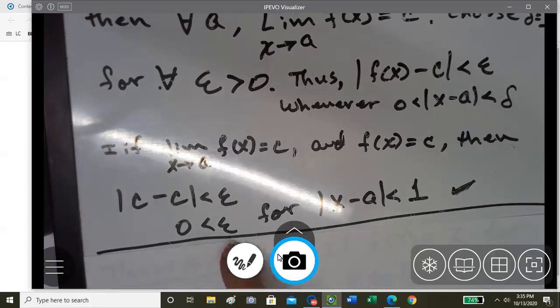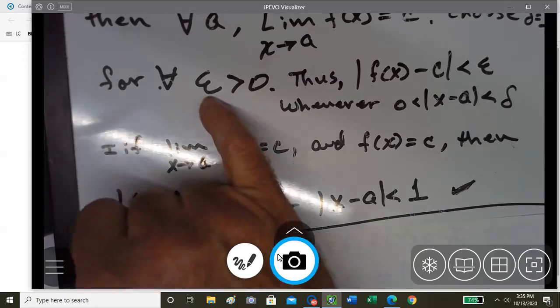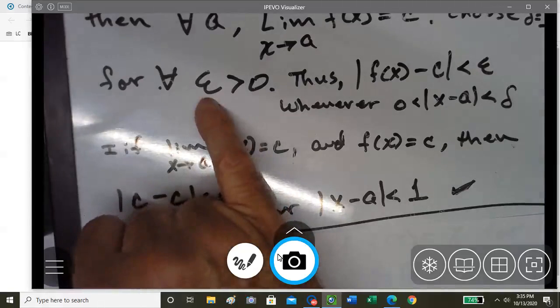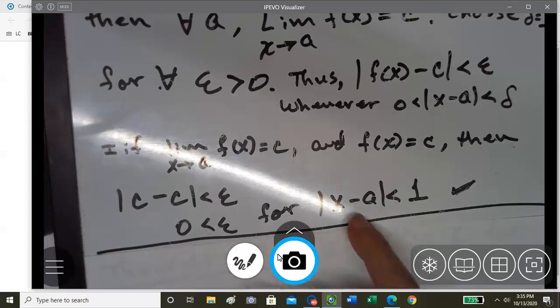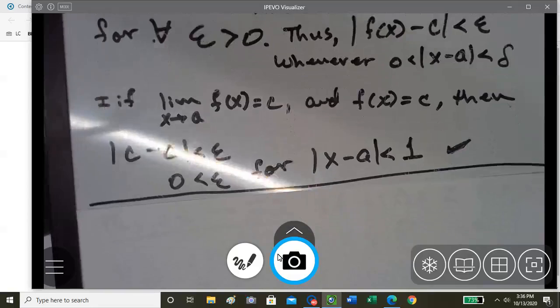And so we have epsilon greater than 0, and that's what we said up here. That's the same here. For x minus a is less than delta. So we've proven this proof here because these two come out to be the same. 0 is still less than epsilon. Okay, so that's theorem 2.1.